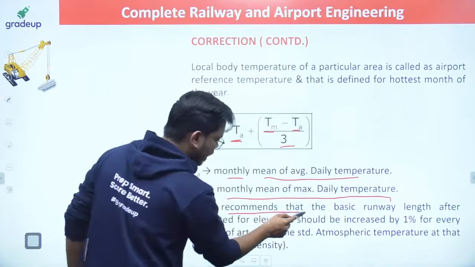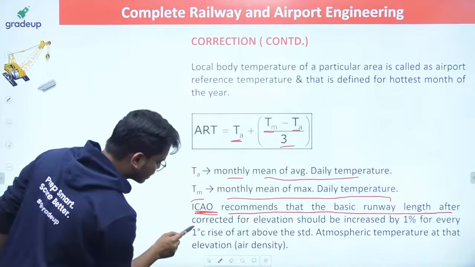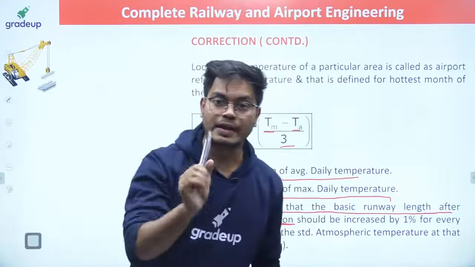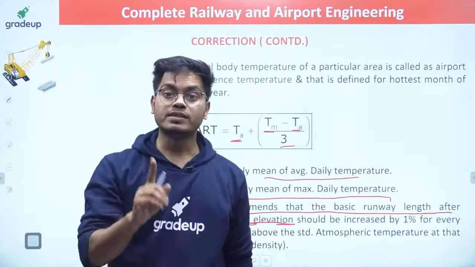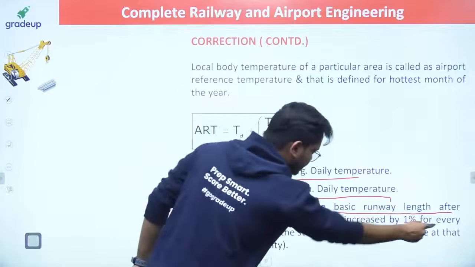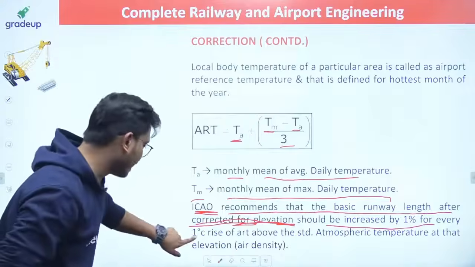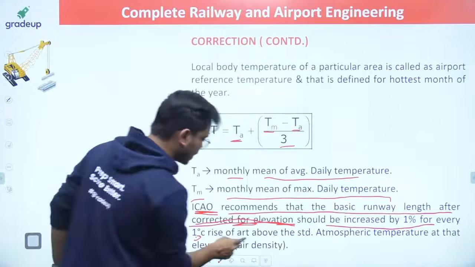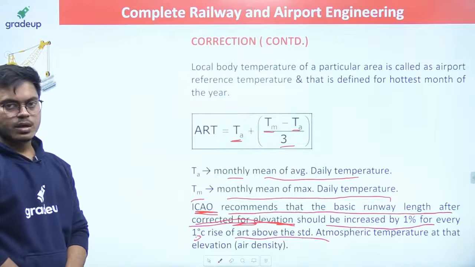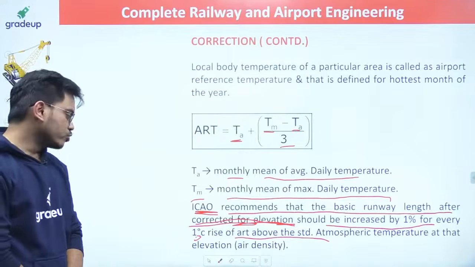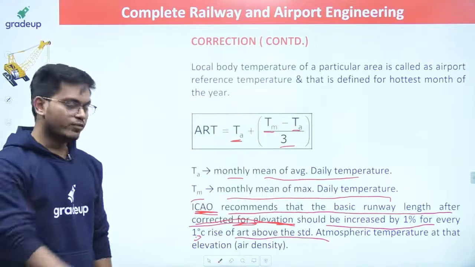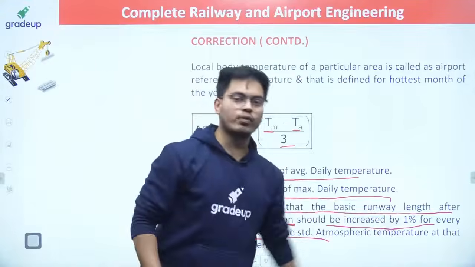ICAO recommends that the basic runway length be corrected for elevation. First, you have to provide the correction for elevation. You cannot break the sequence. The corrected length should be increased by 1% for every 1 degree rise of the ART above the standard atmospheric temperature. You have to check how many degrees the temperature is above the ART value, and for every 1 degree, you have to increase it by 1%.